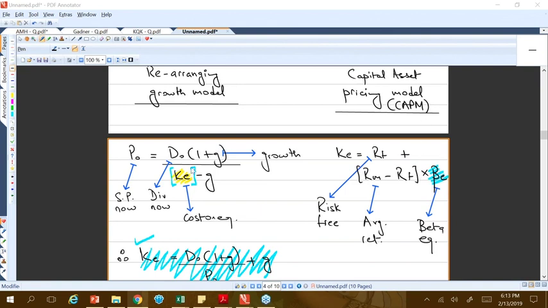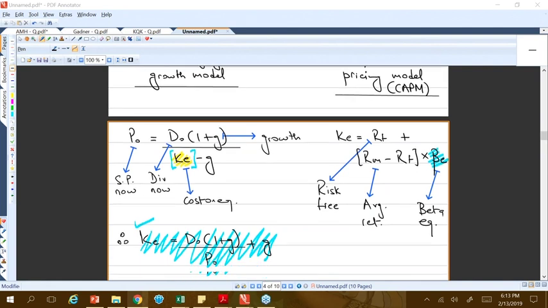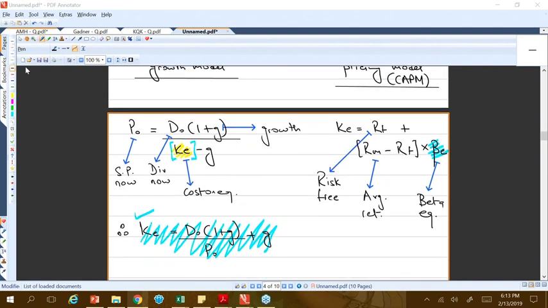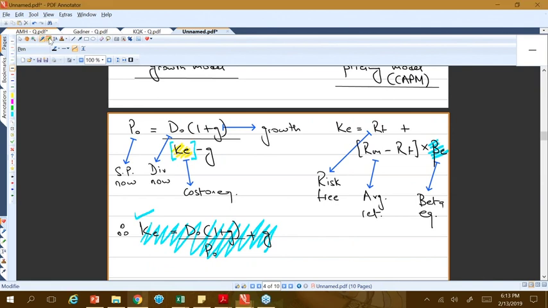Yes, rearrangement. Well done. We have the information about the historic model for growth and the rearrangement of the growth model. We have no information here about CAPM, so I can't use CAPM. I have to focus on rearranging the growth model. And I want you to focus on this calculation here because you are going to find the KE using this calculation. For that, we need 3 things: the dividends, the growth, and the share price. So let's go into this working now.